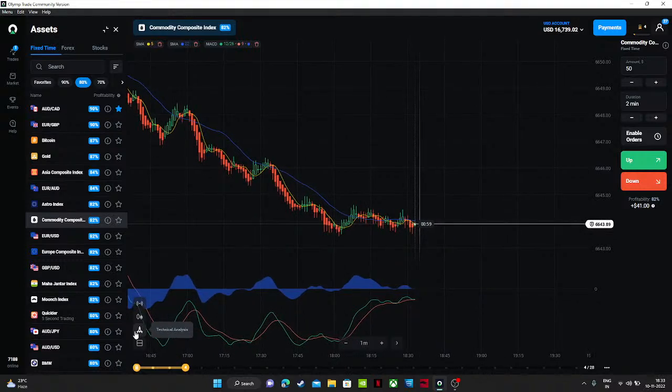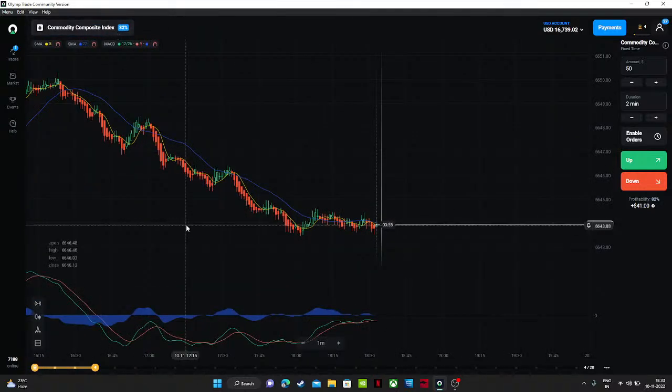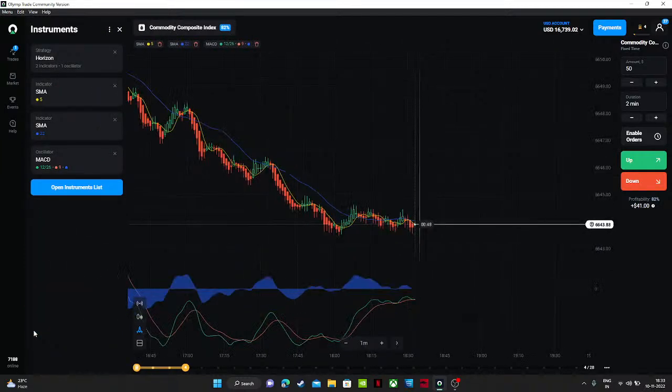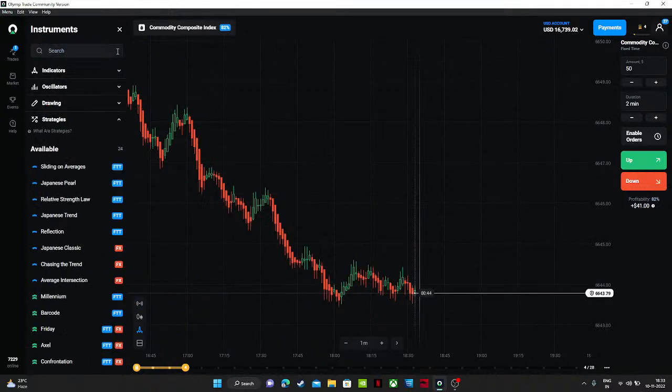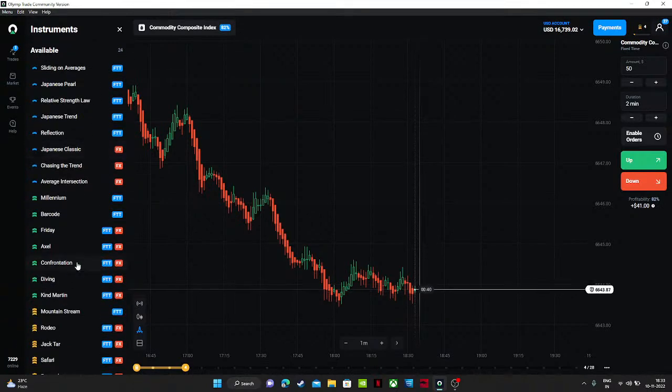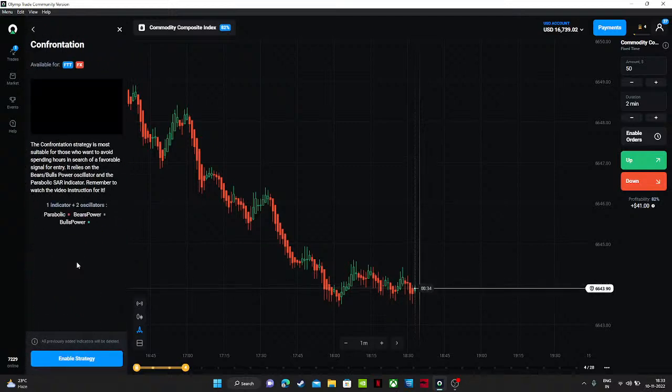Okay, so in order to apply the confrontation strategy, what you need to do is you need to click on this technical analysis button here. Then, okay, let me remove this first of all. All right. Then we will apply the confrontation strategy shown here. Once you click on the confrontation strategy, you will see a short description.